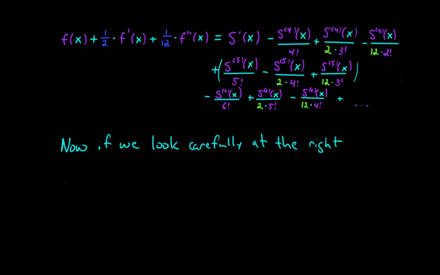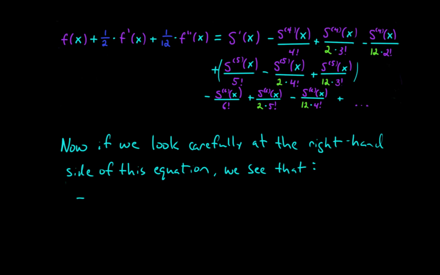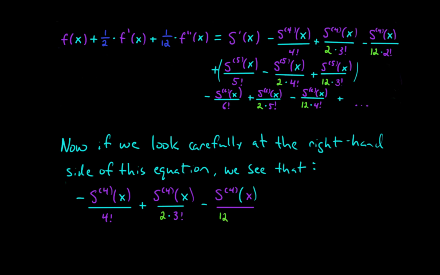Now, if we look closely at this equation, we'll realize that we actually accomplished more than we set out to do by multiplying the equation for f double prime of x by 1 over 12 and adding that to our previous equation. Because if we look at the s4 terms, the fourth derivative of s, we'll see that negative s4 of x over 4 factorial plus s4 of x over 2 times 3 factorial minus s4 of x over 12 times 2 factorial, these s4 terms actually cancel each other out.